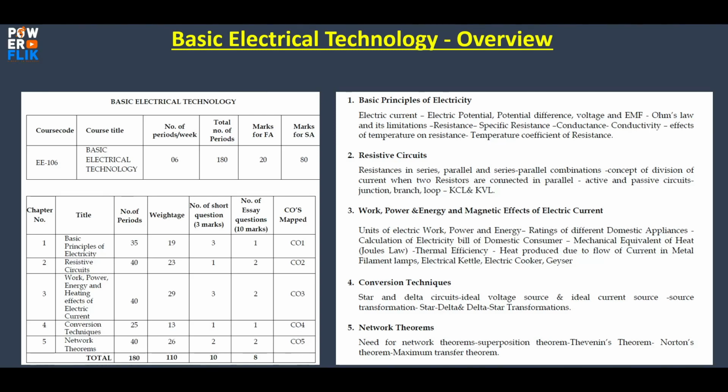Today we are going to see the overview of basic electrical technology. In basic electrical technology, we have five major chapters: basic principles of energy, electricity, resistive circuits, work, power, energy, heat, etc., conversion techniques, and network theorems. These five are given here in detail: 1, 2, 3, 4, 5.